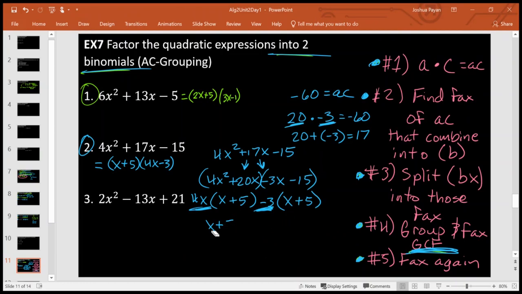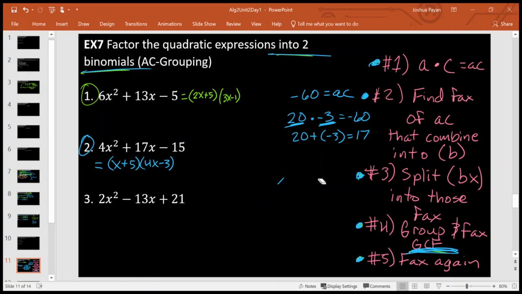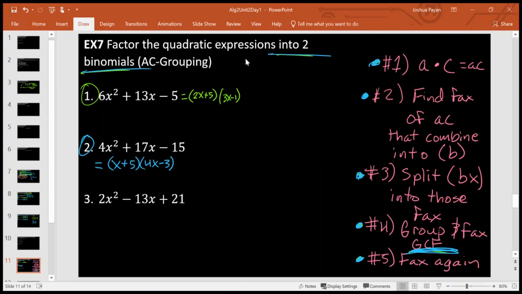Okay, and you can think of what we're doing, if it's blowing your mind a little bit, like what we're doing and why. It goes back to what I said in a previous video where I said all we're doing is distribution in reverse. Well, right now, all we're doing is foiling in reverse. So instead of foiling, we're undoing the foiling and getting into binomials instead of a 3-term trinomial like this.